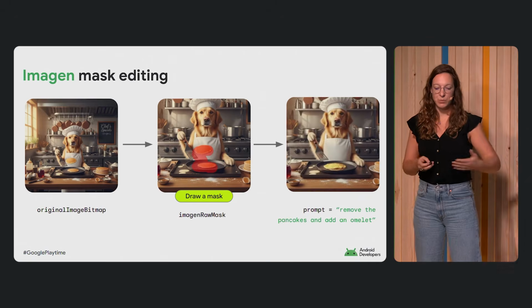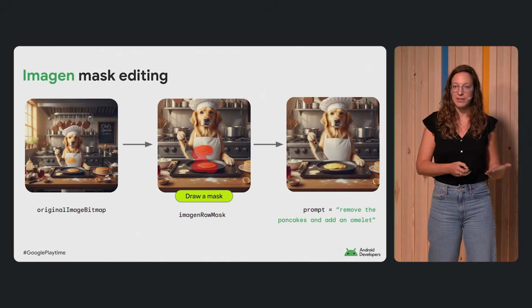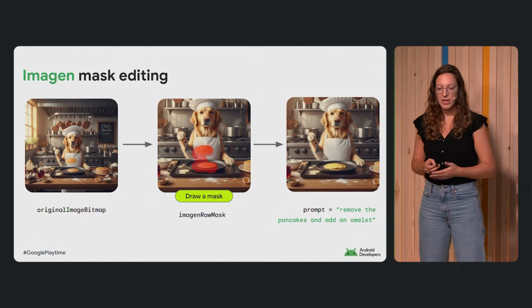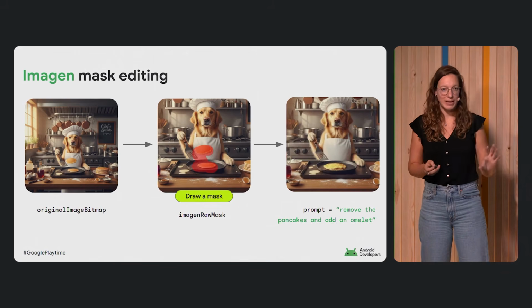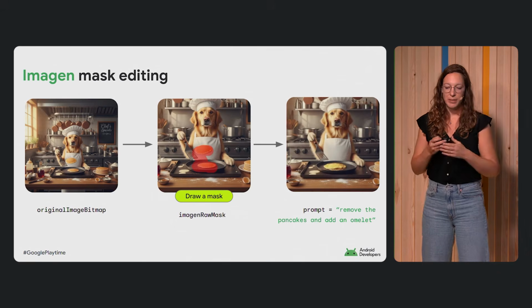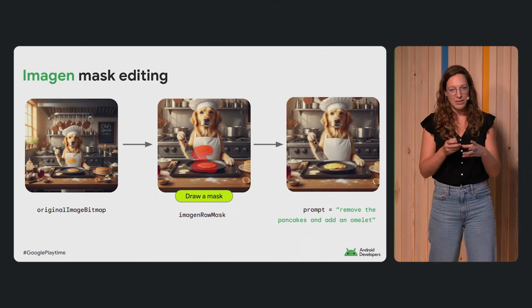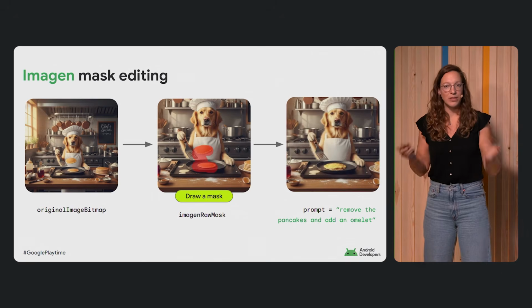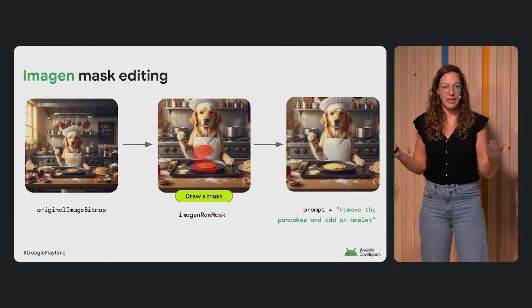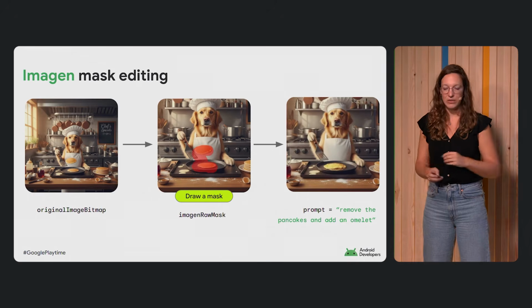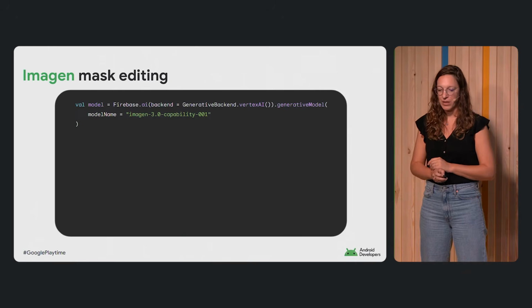Here I'm adding a prompt saying, remove the pancakes and add an omelette. As you can see, the rest of the image stays exactly the same. There is no way that it can actually change. Here we're doing what we call inpainting, where you have a mask and that's where you allow pixels to be drawn. But you can also use things like outpainting to expand the size of the image, etc.